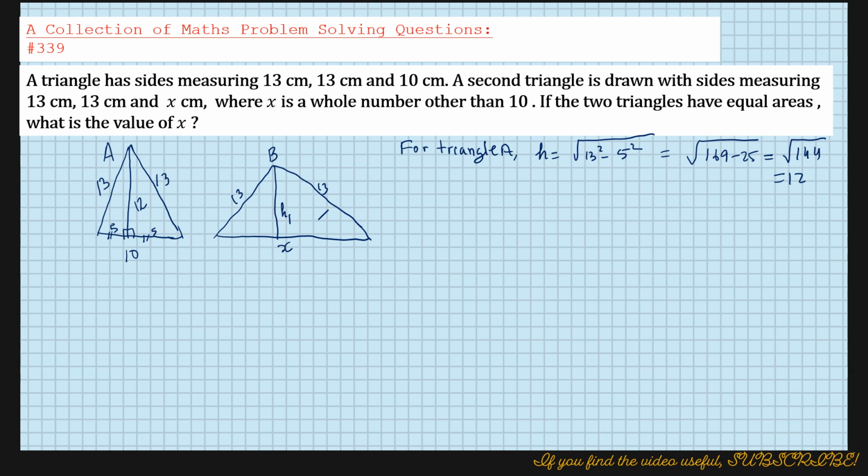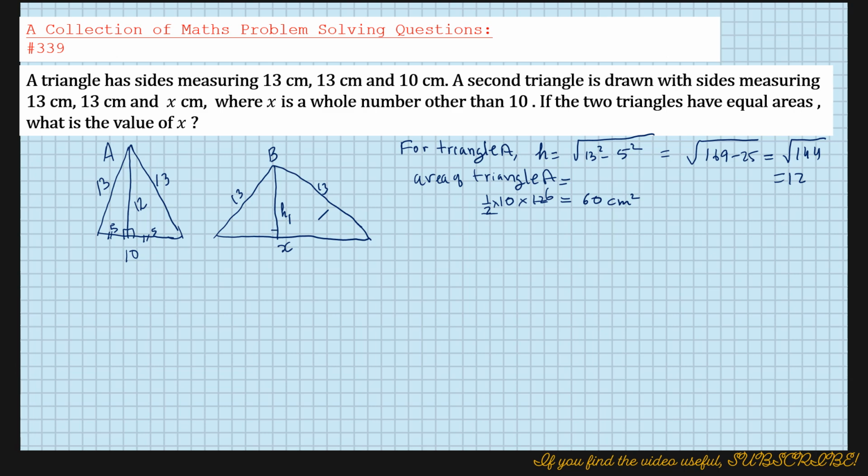So therefore the area of triangle A would be half times base times height. The base is 10, times height 12, and that would give you 60 centimeters squared. So the area of triangle A is 60 centimeters squared. The area of triangle B is also 60 centimeters squared, and we can work out the height by similar logic.